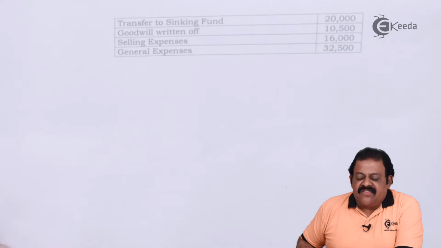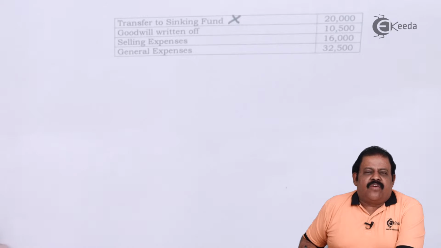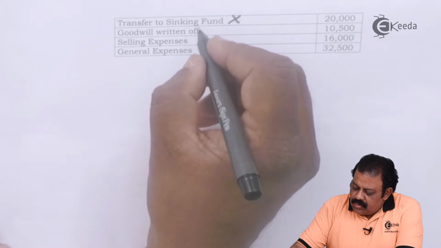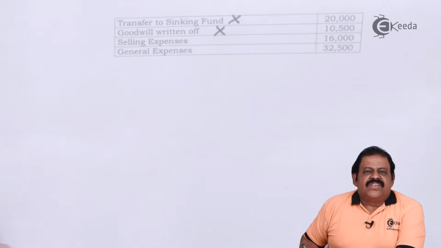Transfer to sinking fund. This is called appropriation of profit. Some part of the profit is transferred to sinking fund. Sinking fund means funds which are specially prepared and maintained for replacement of machinery or payment of some liability like debentures. So this item will not be recorded in the cost sheet. Goodwill written off. Any item which is written off, like preliminary expenses written off, goodwill written off, will not be forming part of the cost sheet.